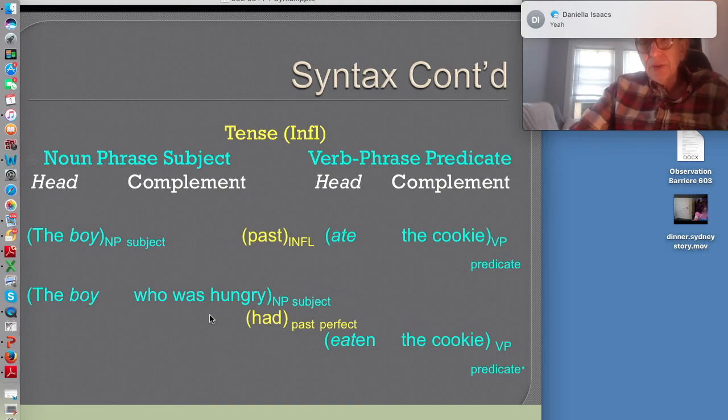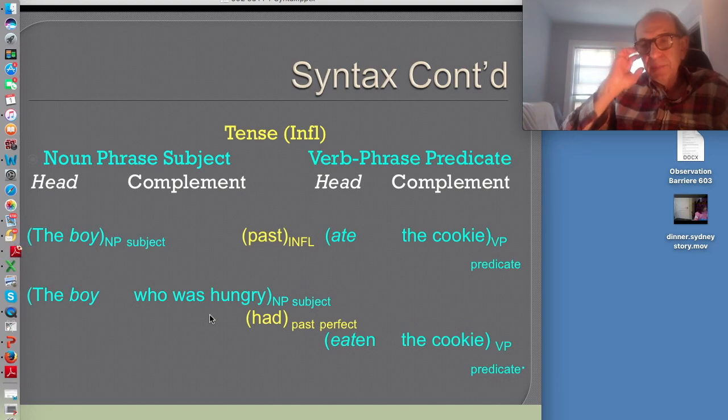Oh, it was not ate the cookie, it's had eaten the cookie, past perfect tense, where had now is the auxiliary, along with the en, in eaten. Again, notice eat remains the head verb in both the boy ate the cookie and the boy had eaten the cookie, but its form changes because tense either is separated from it and is expressed by an auxiliary, or is attached to it, as in the en part of eaten, or the tense irregularity that got coded in ate.